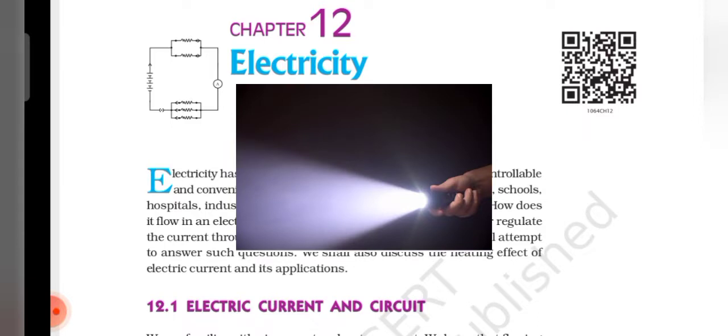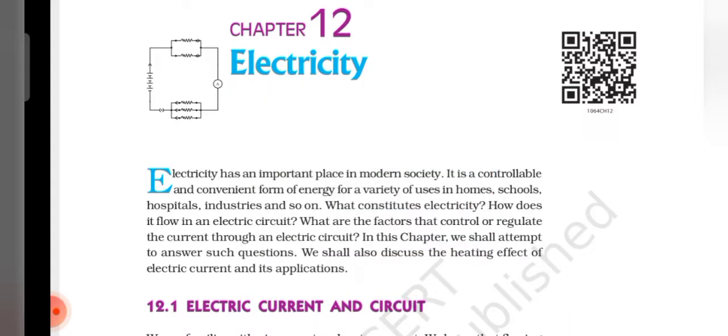You might have seen a torch. This torch gives light. It gives light because of the flow of charge, and this job is done only when the switch is on. Now the purpose of the switch is to provide a conducting link between the cell and the bulb, and this closed conducting link is called a circuit. That is what is called an electric circuit.